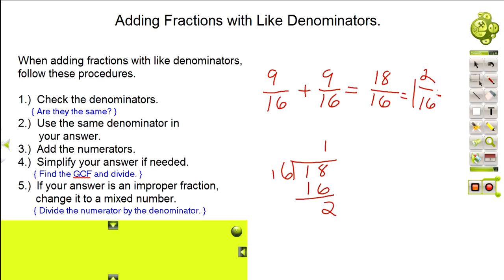Now when we look at that, we see that we have a fraction that needs simplified. Our greatest common factor for both those terms will be 2. So our final answer will be to divide 2 by 2 is 1. 16 divided by 2 is 8. So our final answer is 9 sixteenths plus 9 sixteenths gives us 18 sixteenths, which is 1 and 2 sixteenths, which is simplified to 1 and 1/8.